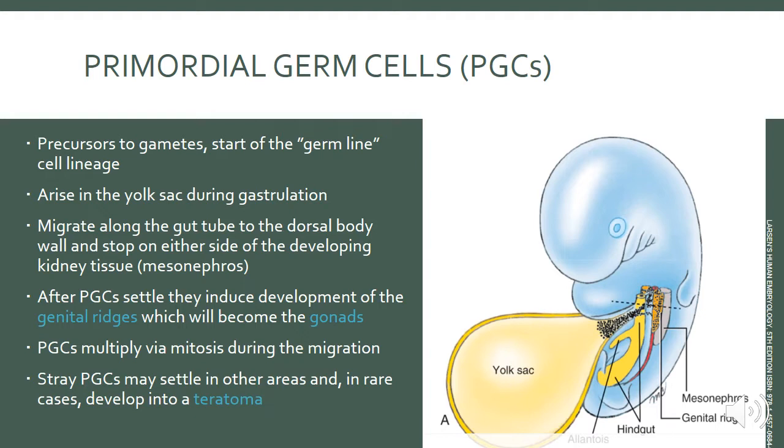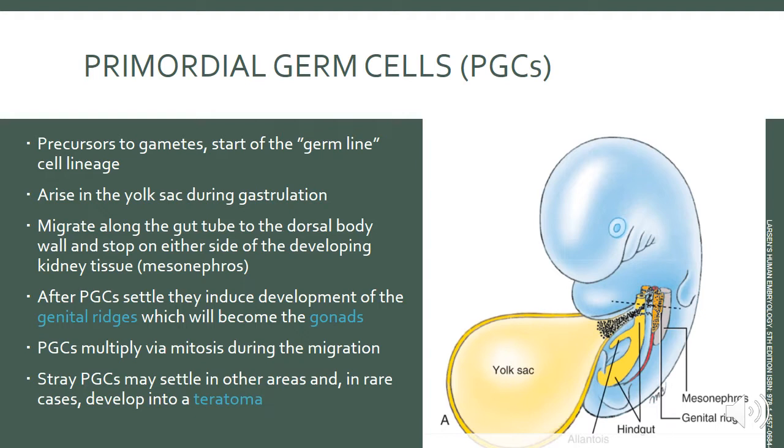But they migrate out of the yolk sac and along what's called the gut tube, so the preliminary gut, to the dorsal body wall, so the back. And then they stop on either side of the developing kidney tissue. So they aren't kidneys yet, but they will be. And when they settle there, their presence induces the development of what are called the genital ridges, which will ultimately become the gonads, being the organs that produce eggs or sperm. Now, we're going to go over this migration in greater detail in later sections, but this is the basic idea.